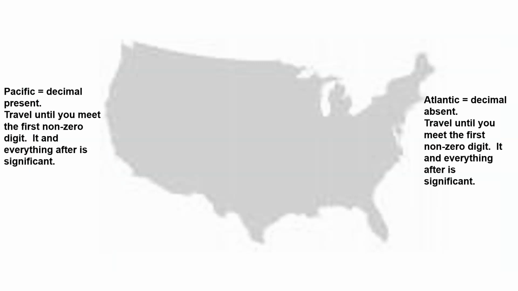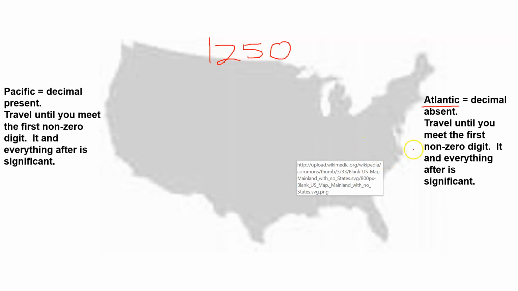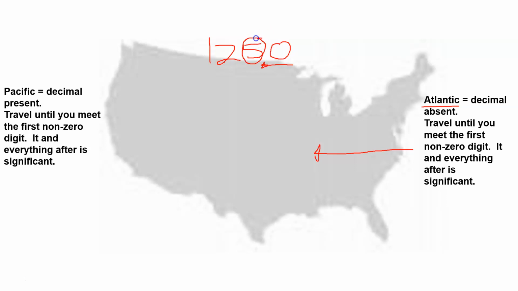So let's take a look at what I mean. So here's our United States. We have our Pacific Ocean over here. We have our Atlantic Ocean over here. So let's say that we are looking at the number 1,250. Now there is no decimal point, so we are starting on the Atlantic side of things. And we are going to move our way towards the center of the country until we hit our first non-zero number. So we move past that 0, but then our first non-zero number is our 5, and everything past that 5 is also significant, meaning this number would have 3 significant figures in it.